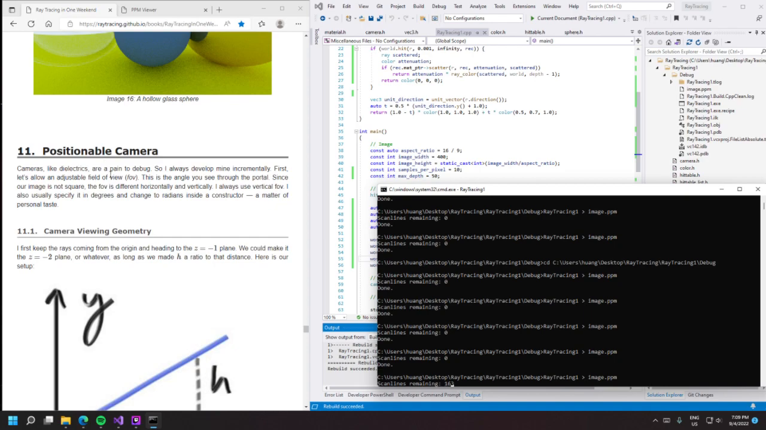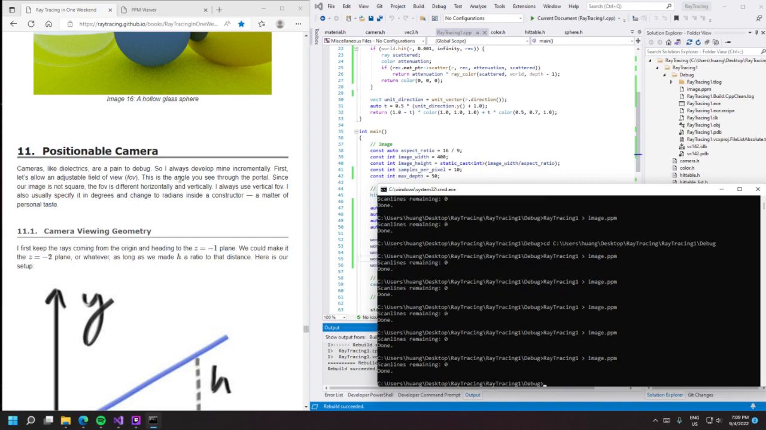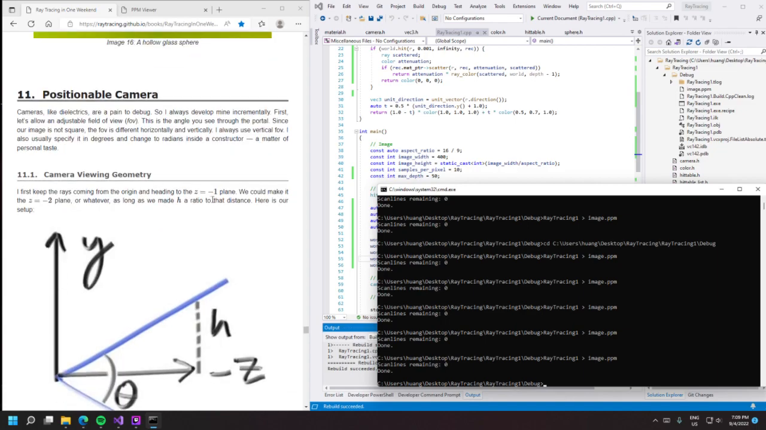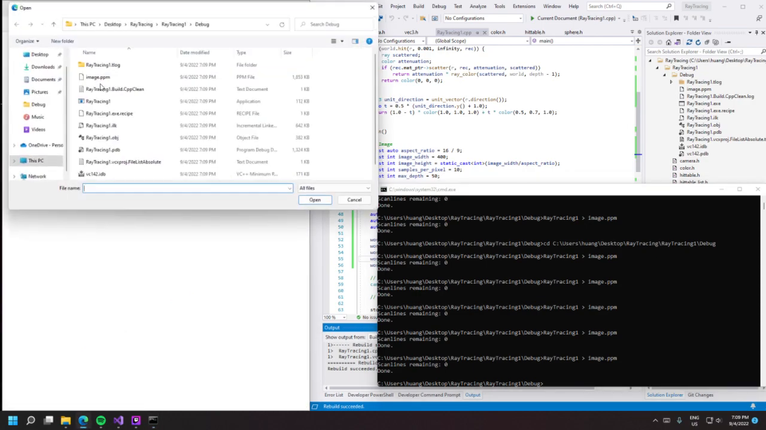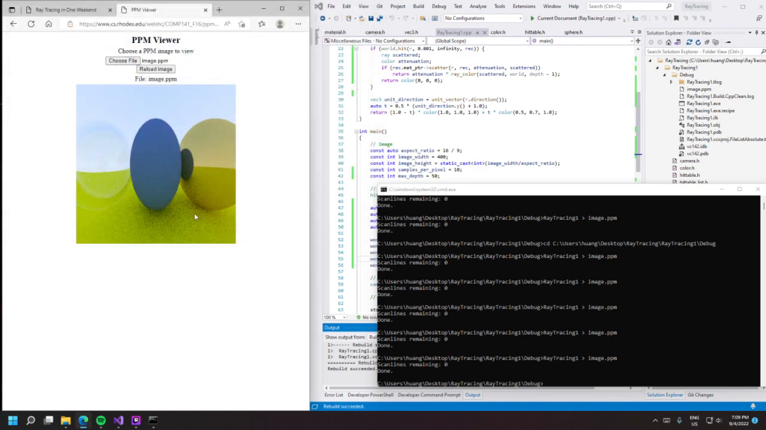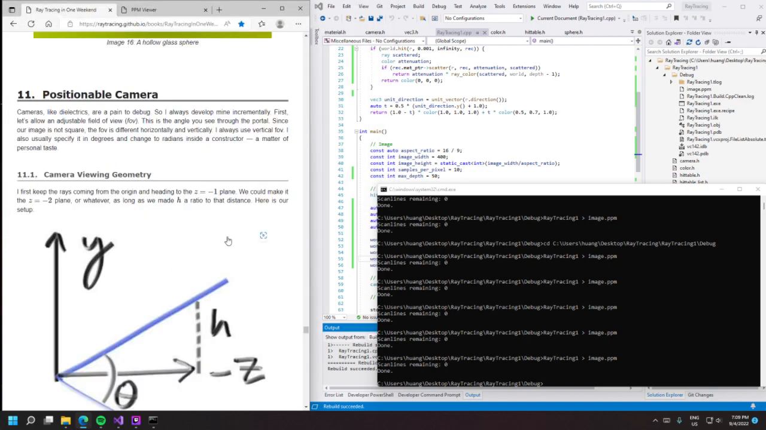Positionable camera. Okay. Yes, camera is difficult to debug, but yes, a lot is adjustable: the field of view. This is the angle you see through the portal. Since our image is not square, the field of view is different horizontally and vertically. I always use vertical field of view. I also usually specify it in degrees and change to radians inside the constructor, a matter of personal taste. Well, I think degrees are fine, so let's check our image. Yes, okay, it doesn't look bad.